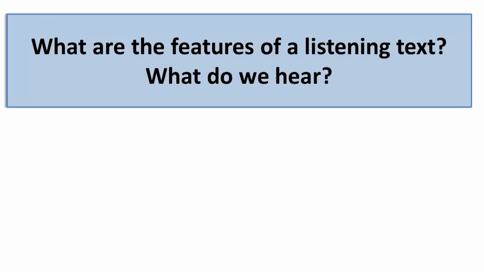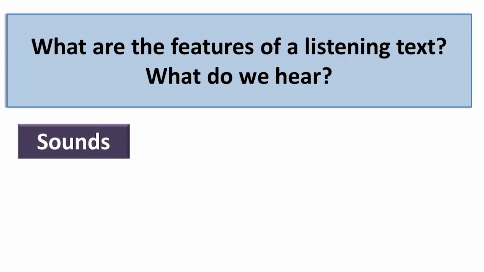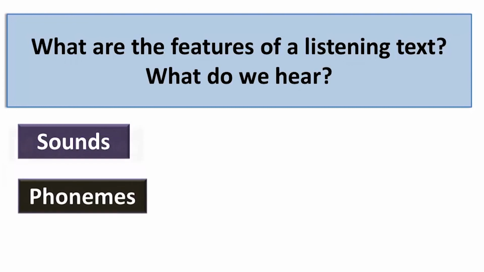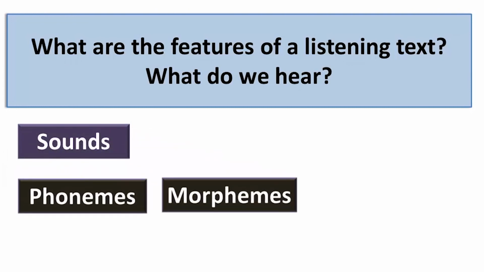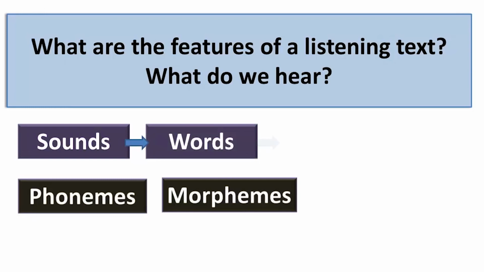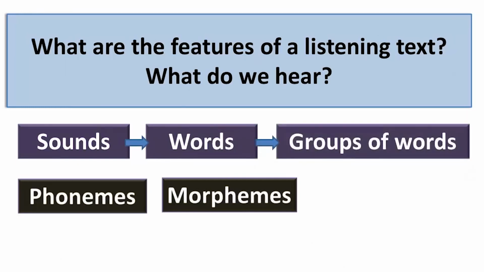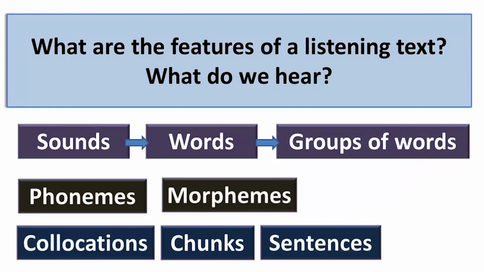So, what are the features of a listening text? What do we actually hear? Well, first, sounds, and those are made up of phonemes such as s, t, and morphemes such as ing or id. And then the next level, of course, is words. And then the level after that is groups of words. So these might be collocations, chunks of language, sentences then obviously, and then the whole text.